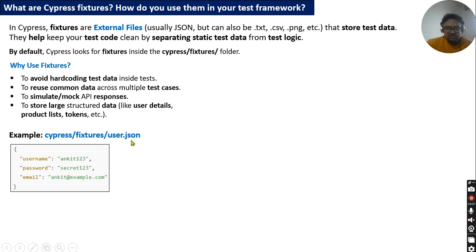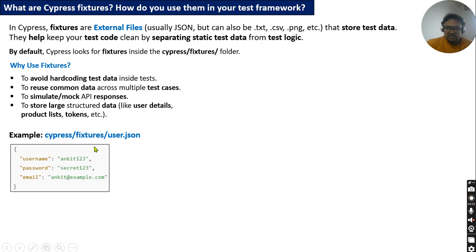So this is stored in the JSON format. Okay, so the JSON format will look this way. Username Ankit123, password secret, and for example name Ankit, email will be ankit@example.com. So this is how a normal JSON file will look, and this is how the data gets stored. Then you can use username and password to recall these values in your actual test.